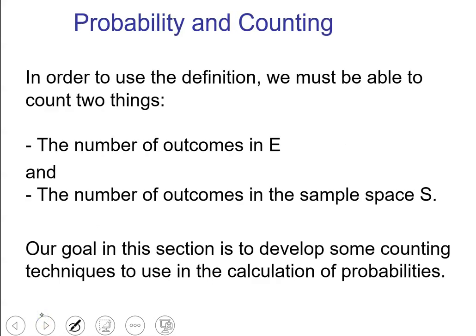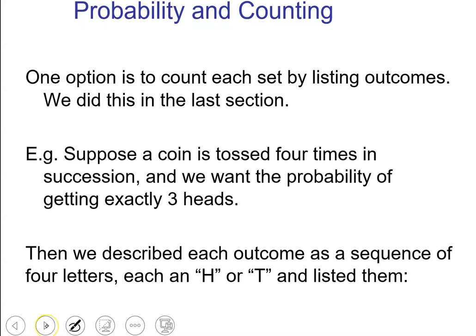Okay, so probability and counting. In order to use the definition, we must be able to count two things: the number of outcomes in E, and the number of outcomes in the sample space. Our goal in this section is to develop some counting techniques used in calculations of these probabilities. One option is to count each step by listing outcomes. We did do this in the last section.